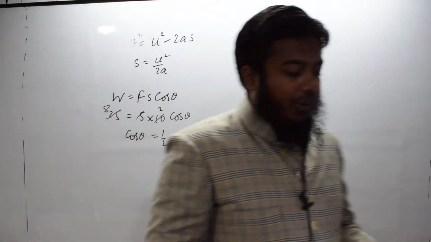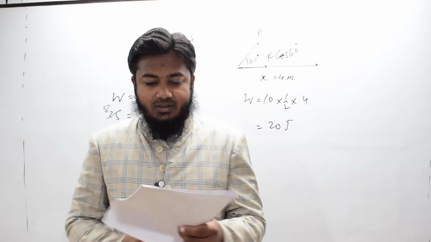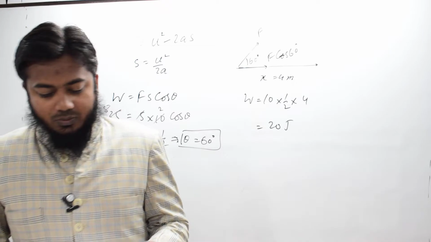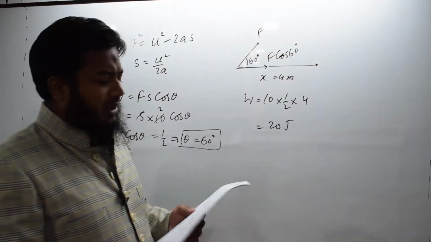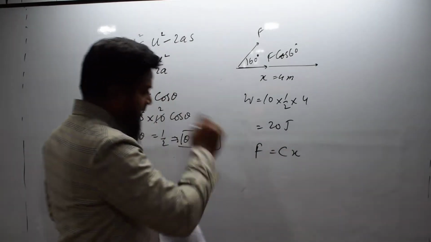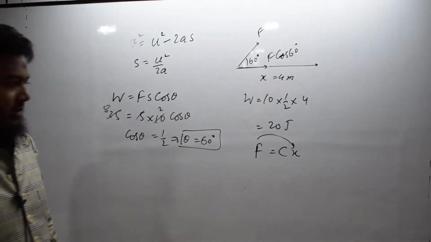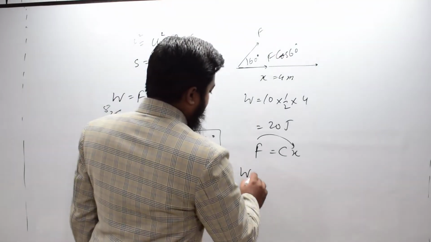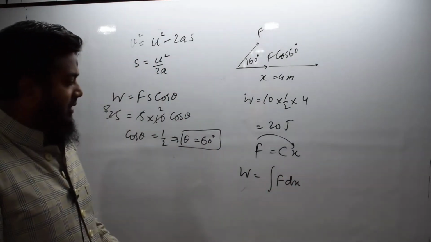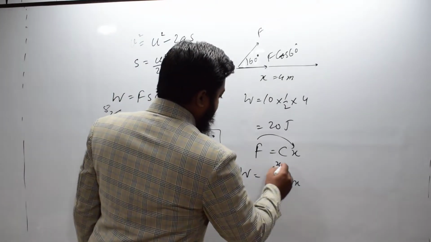Next question, a particle moves under the effect of a force F is equal to Cx. From x is equal to 0 to x is equal to x1, the work done in the process. Now, here you can see force is equal to some constant times x. Force depends on displacement. So, it is a variable force. Work done by variable force is integration f dx, or the general definition of work done is integration f dx, and displacement occurs from 0 to x1.